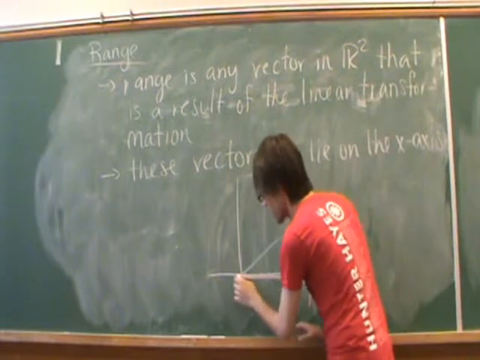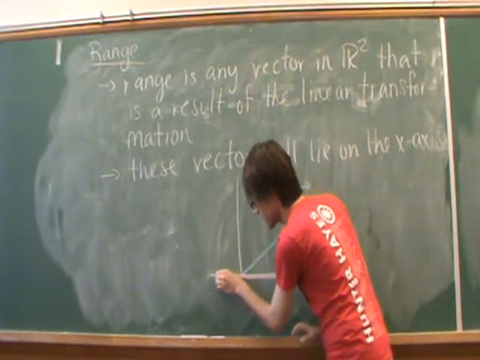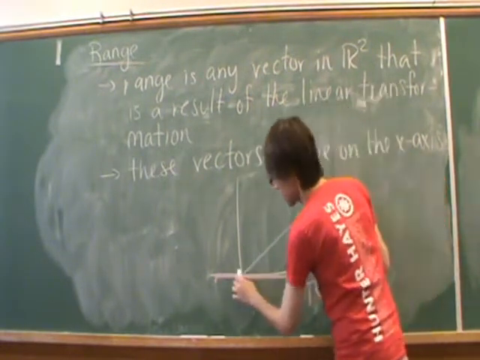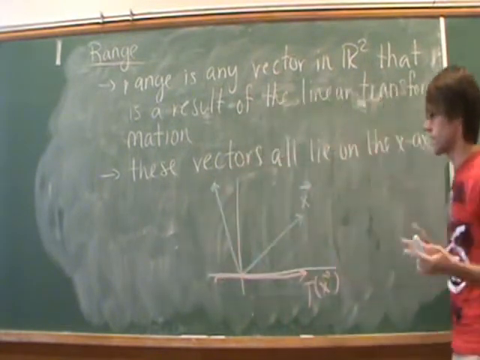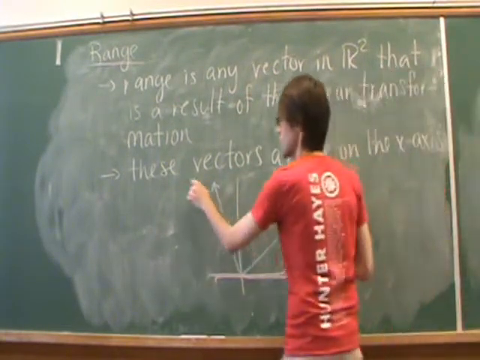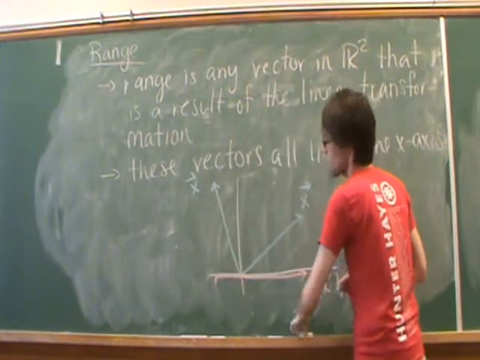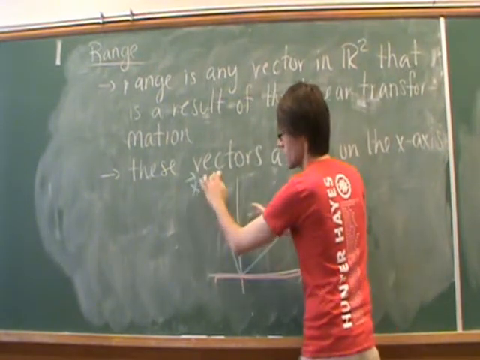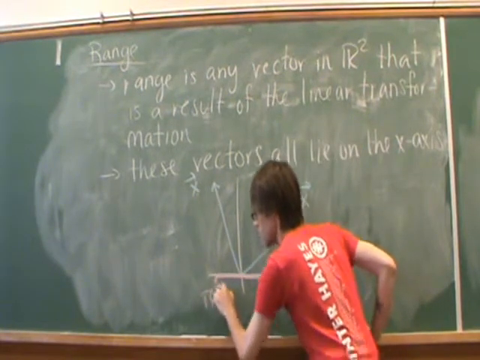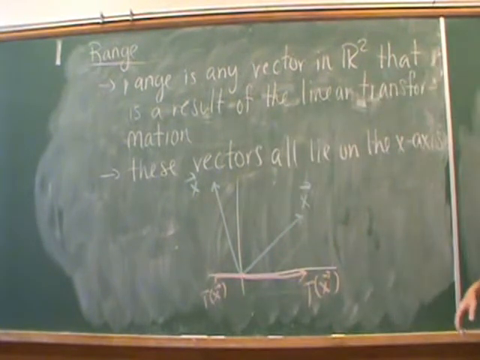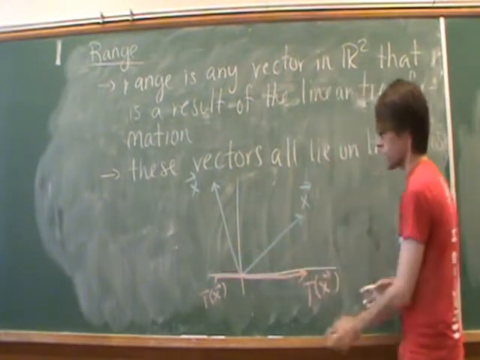Same thing could happen over here. For example, this vector here could be a result of, say, this vector through the linear transformation. If this is an x, then if we evaluate T of x, that's going to project this vector down onto the x-axis. So all of the vectors that are inside the range lie on the x-axis.